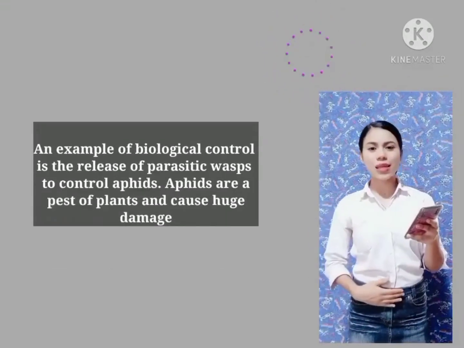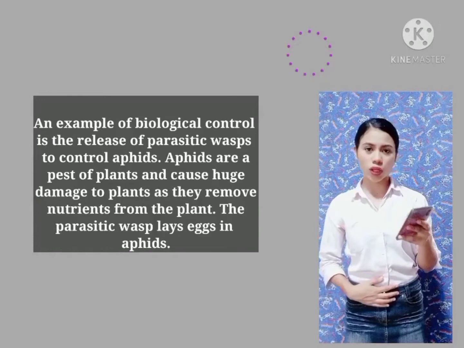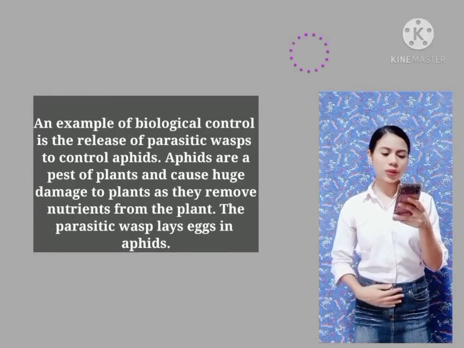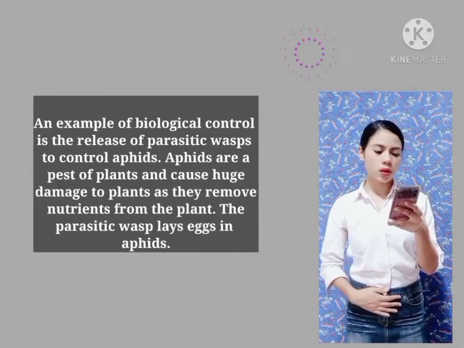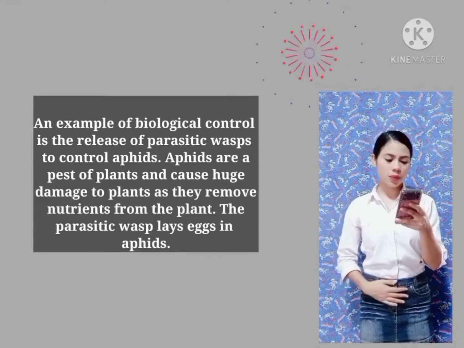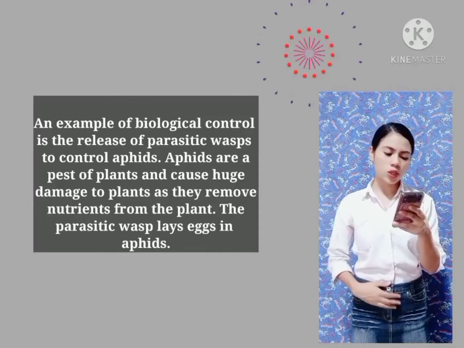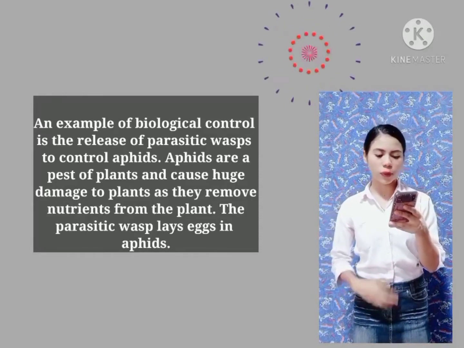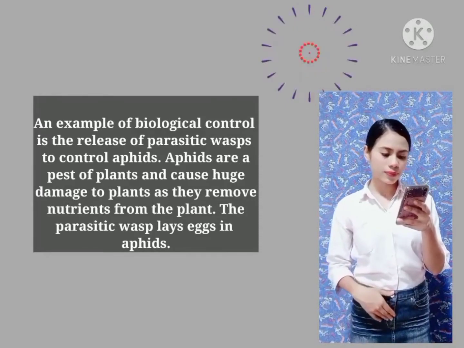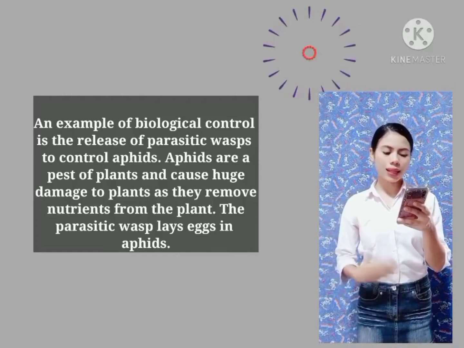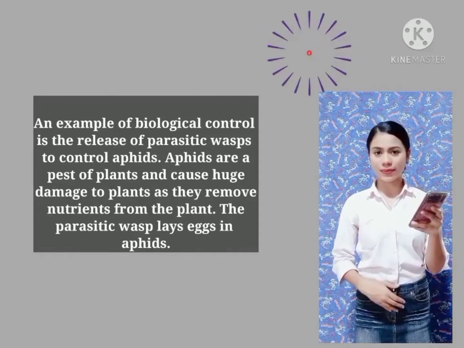So here is an example of biological control. It is the release of parasitic wasps to control aphids. Aphids are a pest of plants and cause huge damage to plants as they remove nutrients from the plant. The parasitic wasp lays eggs in aphids.